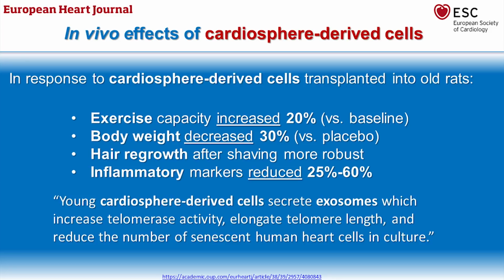And this is the exciting data about the in vivo effects in whole animals when cardiosphere cells were transplanted. Not only were their hearts getting better, but their exercise capacity increased 20%. They lost about 30% of the body weight. That's a big problem with older people. They start to accumulate excess body weight and they die sooner. Hair regrowth, inflammatory markers reduced. This is systemic age reversal, and it's coming from the heart.